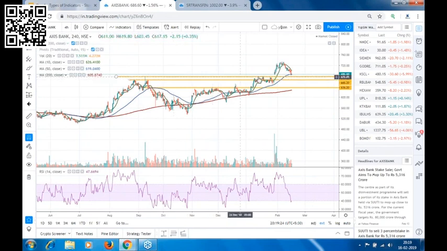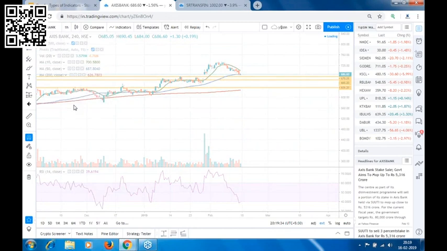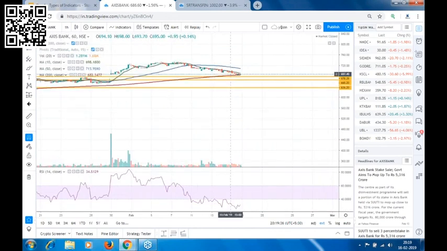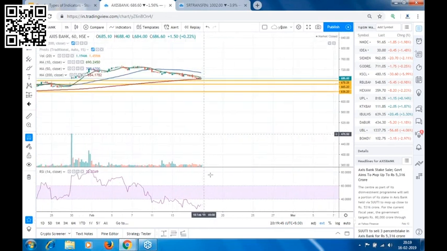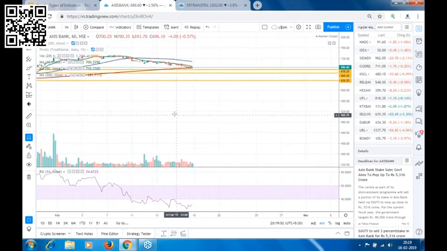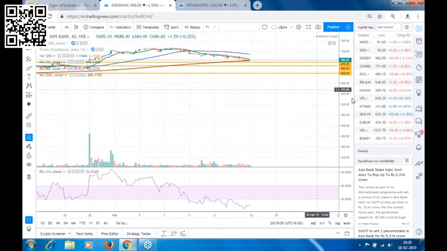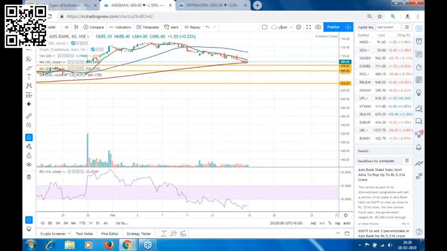This is your support zone that it needs to break. And in the 1 hour time frame, your stock is on a 200 period moving average support. And again, if you look at the RSI, it is now in the upward direction towards the 40 mark. So in Axis Bank, our short will be below 678, not before that.